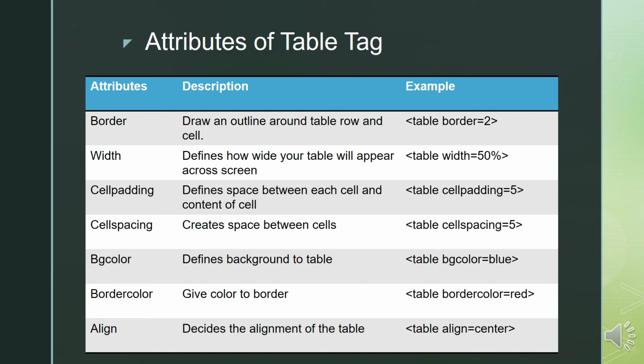Align decides the alignment of the table. By default, a table is always left aligned. Table align equal to center or right can be the value.